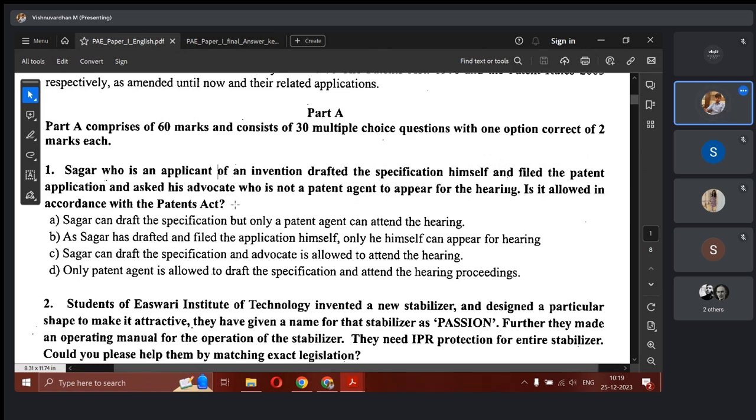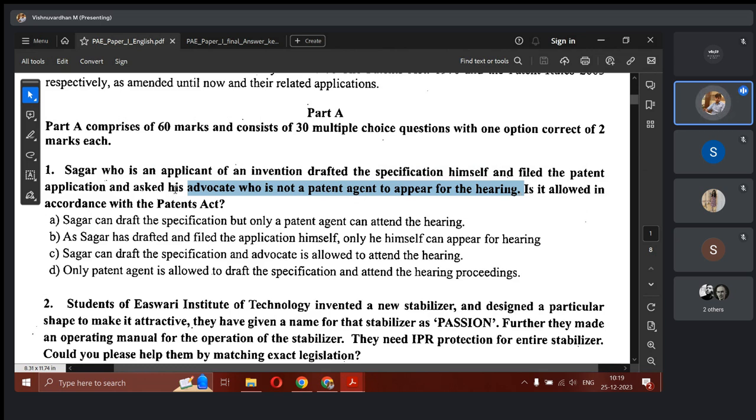So, firstly, this falls between section 128 and 130. It talks about the powers of a patent agent. Basically, any single person, any citizen can file the patent application. So Sagar, who is an applicant, is not a patent agent, is not an advocate. Is he allowed to file an application? Yes. Is he allowed to draft the specification himself? Yes. And a person who is an advocate, who is not a patent agent, can he appear for the hearing? Even this is allowed under section 128 or something like that.